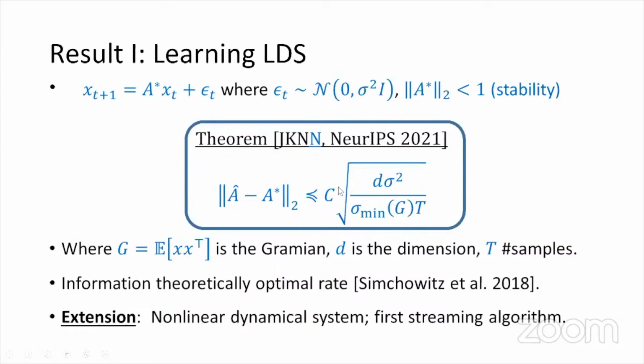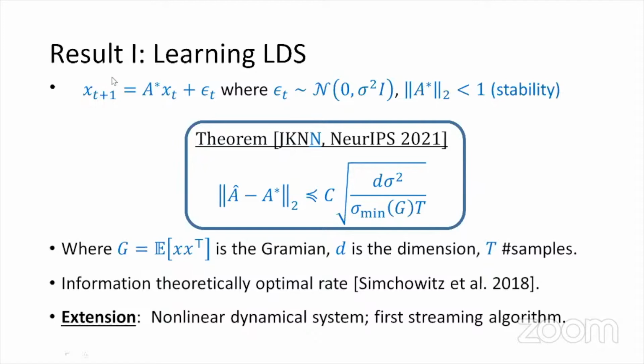But apart from the logarithmic factors, this upper bound tells us that SGD-RER actually achieves the information theoretically optimal rate. And in fact, we can also extend this to nonlinear dynamical systems where instead of x_{t+1} being A star times x_t, we can have an element-wise nonlinearity applied to this vector. And there are again certain assumptions on the nonlinearity, that it has to be monotonic and so on.